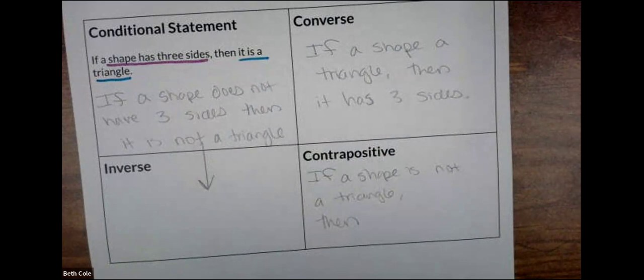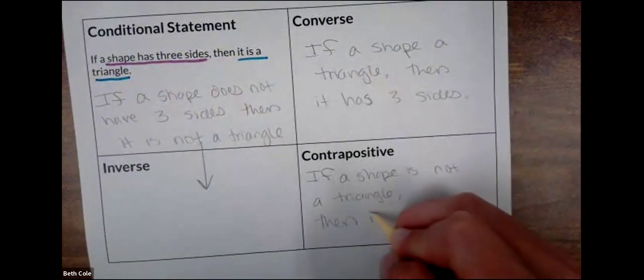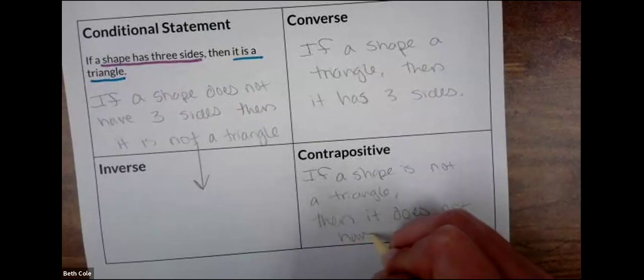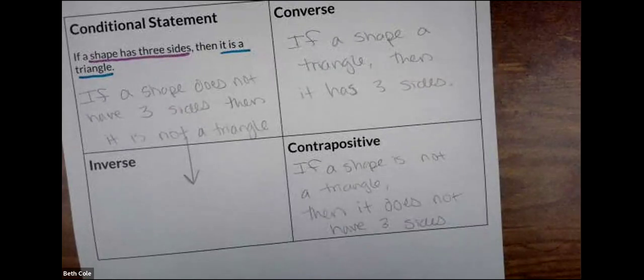If a shape is not a triangle, and we're going to make up one more after this because I just want to make sure that we're good. If a shape is not a triangle, then look at the purple part. Then it does not have 3 sides. I want us to make up one more together. If you want to just watch and participate by speaking, that's fine. I'll write it down for us, okay?